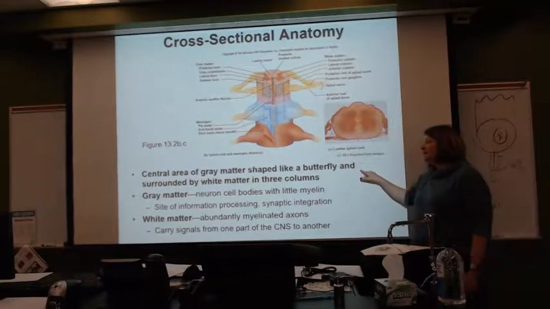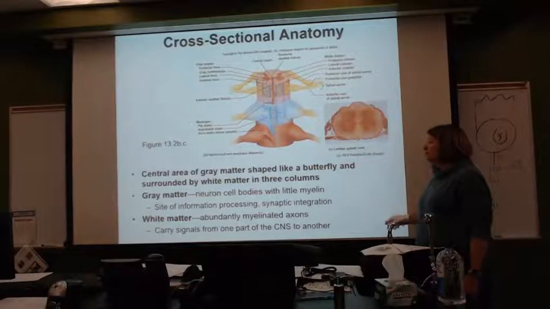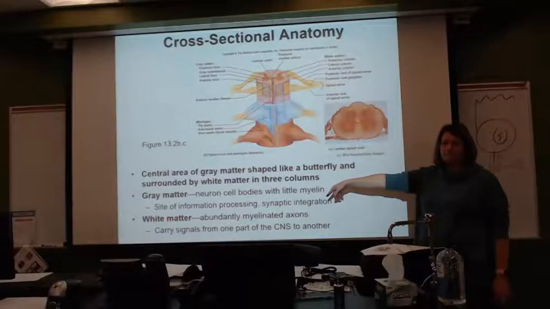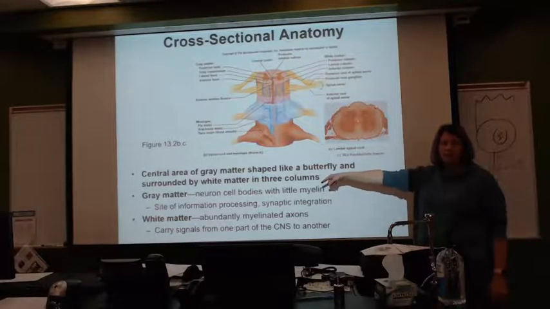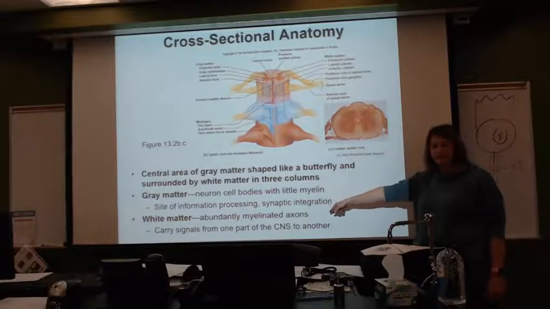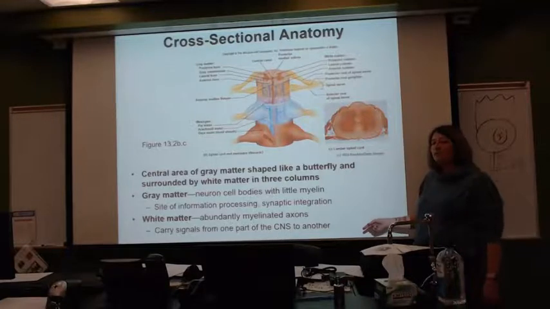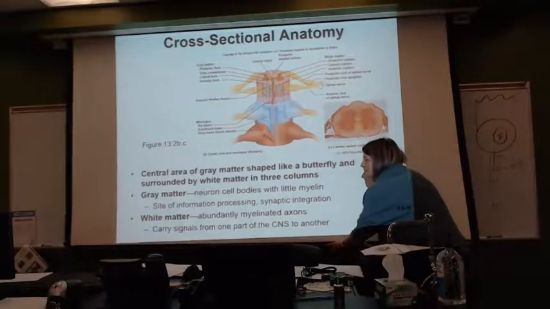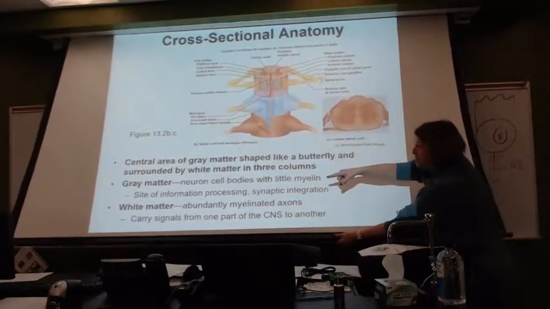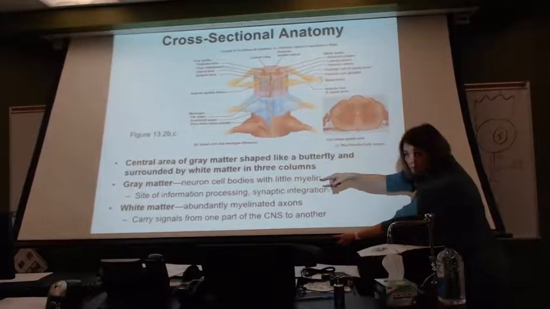So we have that gray area termed central area. Gray matter is neuron cell bodies. The gray area is neuron cell bodies. Now, what does that mean? The gray matter, this is my area of information processing.